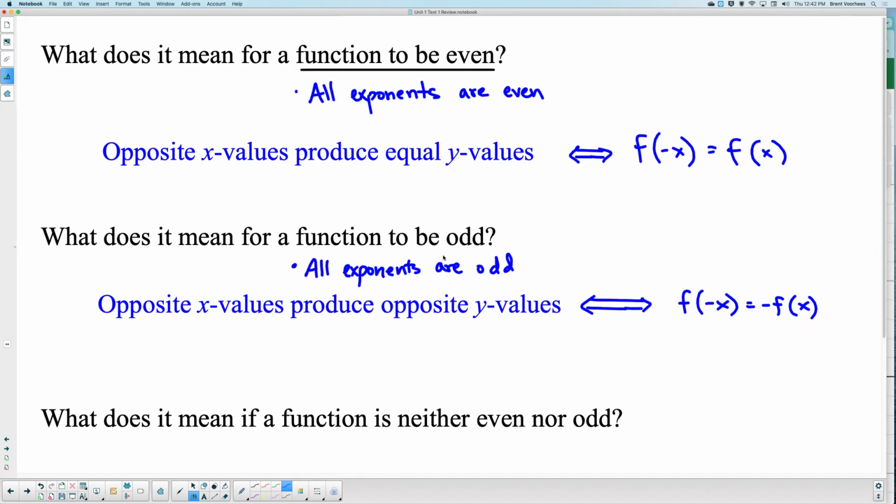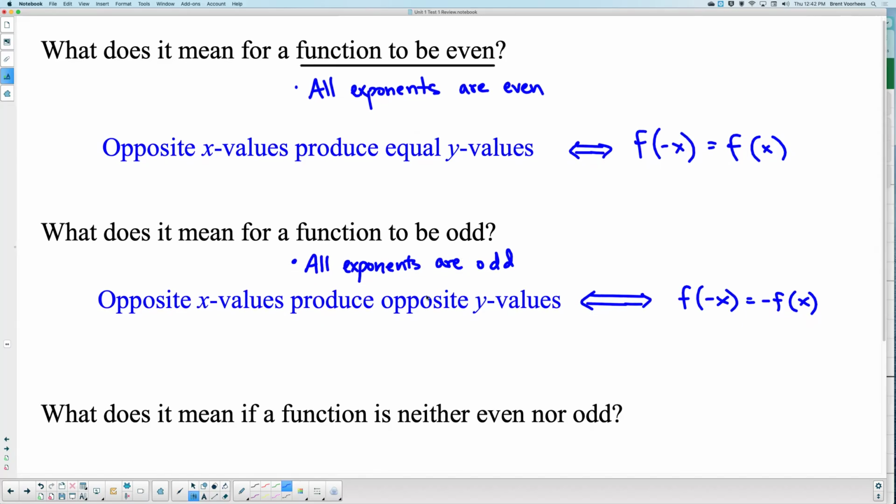Odd functions will not have a constant. Okay, last one. What does it mean if a function is neither even nor odd?